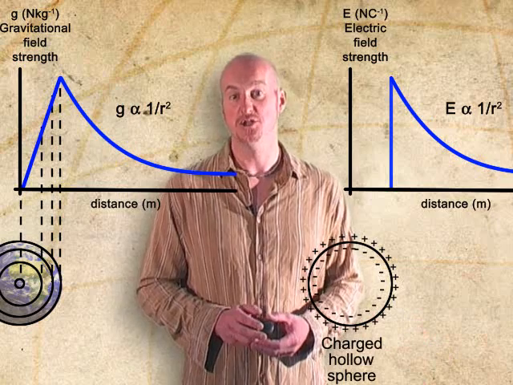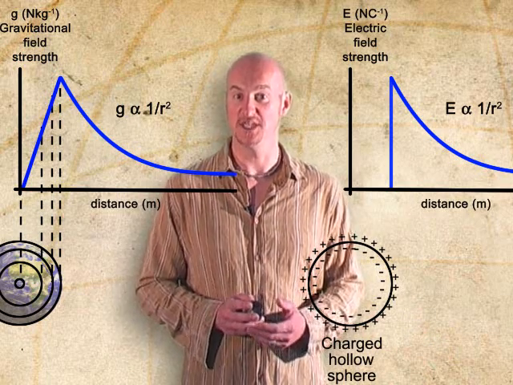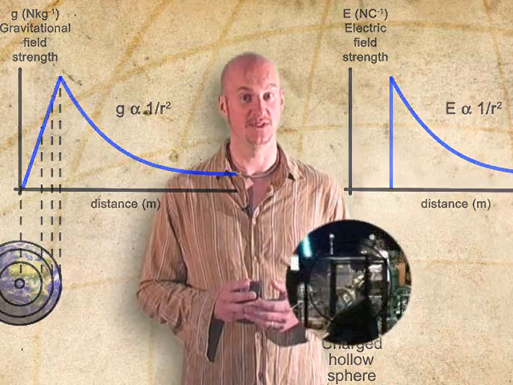This phenomenon is used in a Faraday cage and can be used to explain why you are safe to sit inside a car during a lightning storm, as long as you don't touch the metal surface of the car.